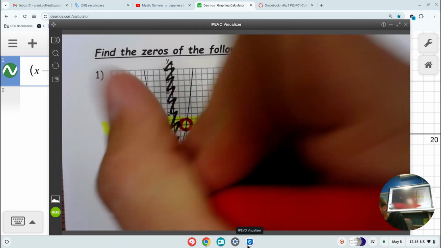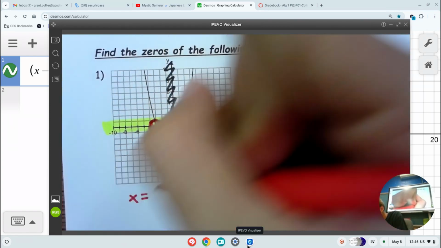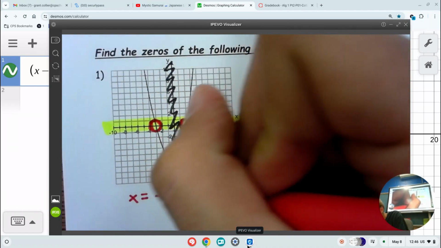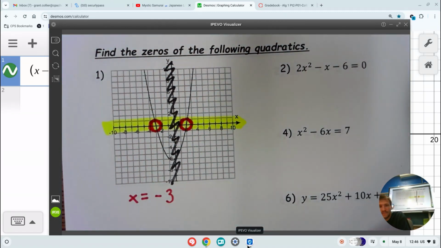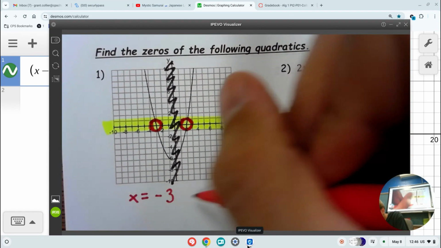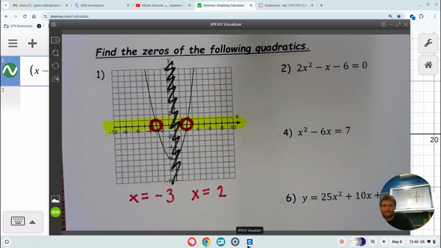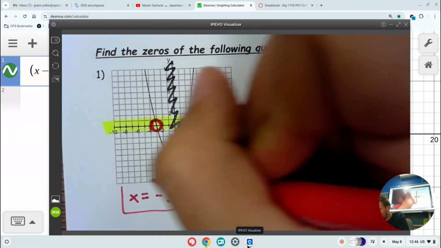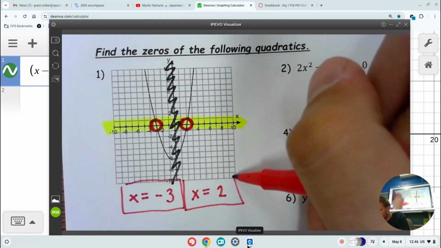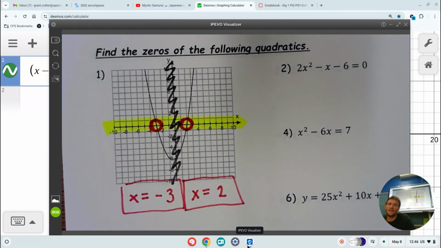The zeros can be x equals, I see -3, so we can put -3. And I see +2, so we can put x equals +2. And there we go, 2 answers. And that's really not all that bad, okay?